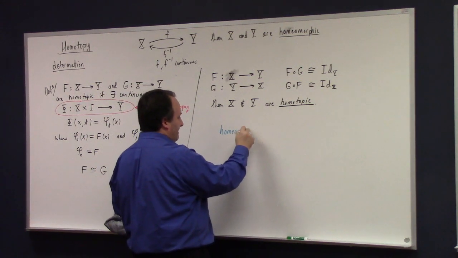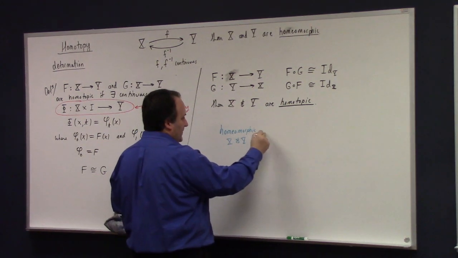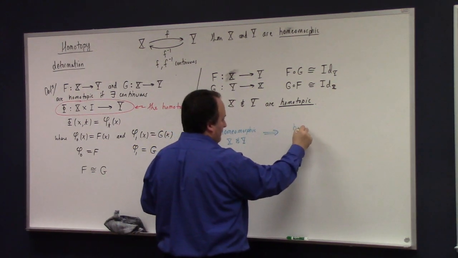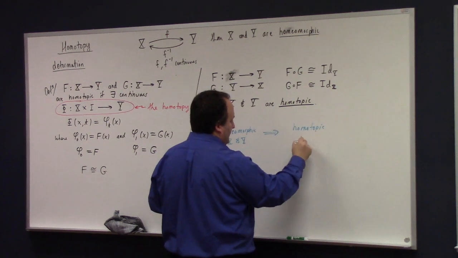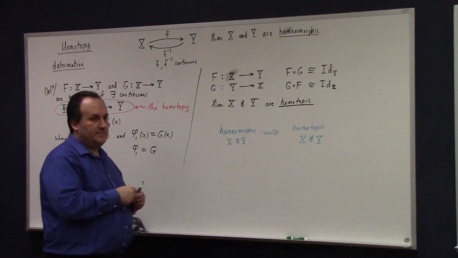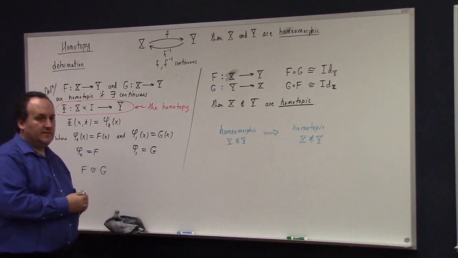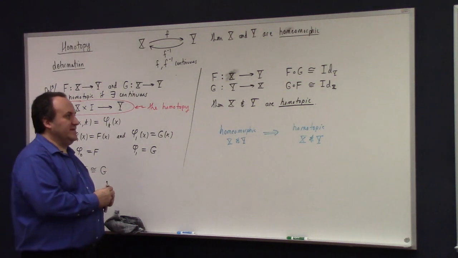Homeomorphic x and y implies homotopic x and y. But these are not equivalent. All right? Because it's much less greedy.